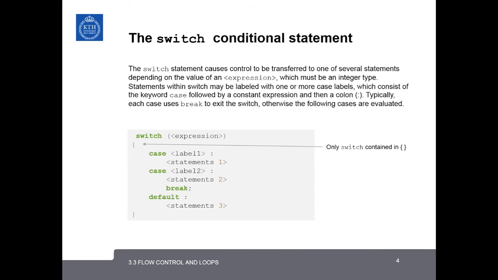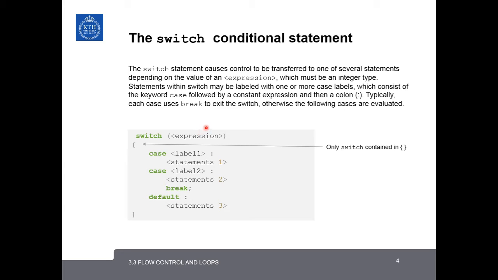Next, we'll look at another type of conditional statement called the switch statement. The switch statement causes control to be transferred to one of several different statements, depending on the value of an expression which has to be evaluated, and it must evaluate to an integer type. Here you can see the expression is enclosed in parentheses. The statements within the switch may be labeled with one or more cases, which consist of the keyword case followed by a constant expression and then a colon. Typically, each of the case values uses break to exit the switch, otherwise the following cases are evaluated.